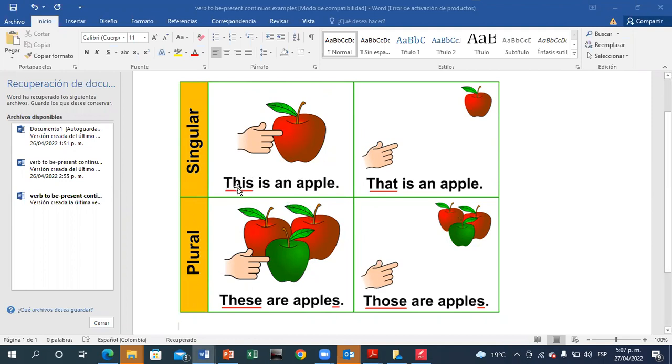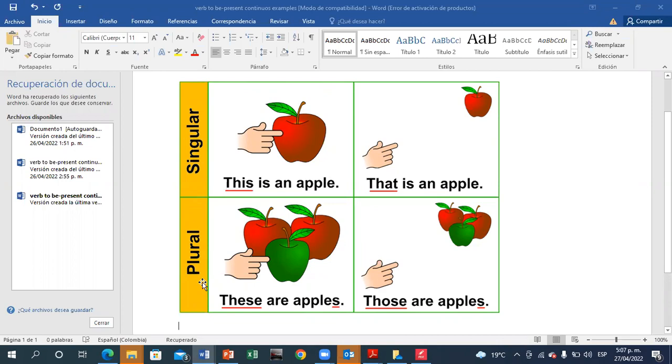So look at this part. Remember that this is, esto es una manzana. This is an apple. Estos son manzanas. These are apples. This is when we are talking about singular, and this is when we are talking about plural.